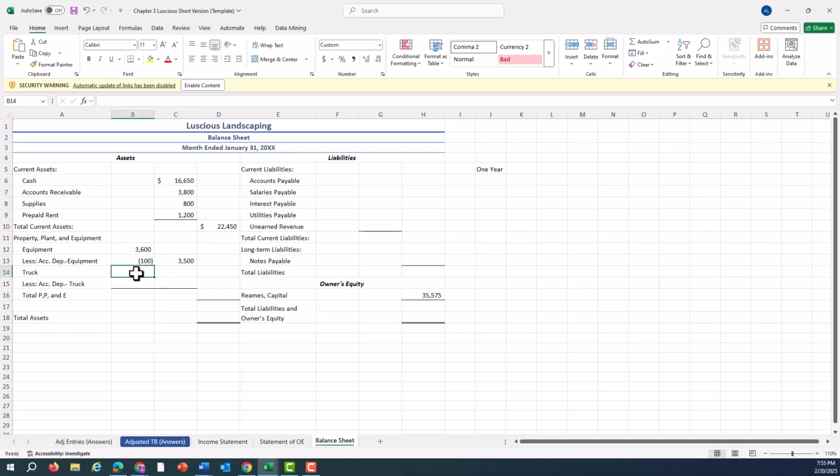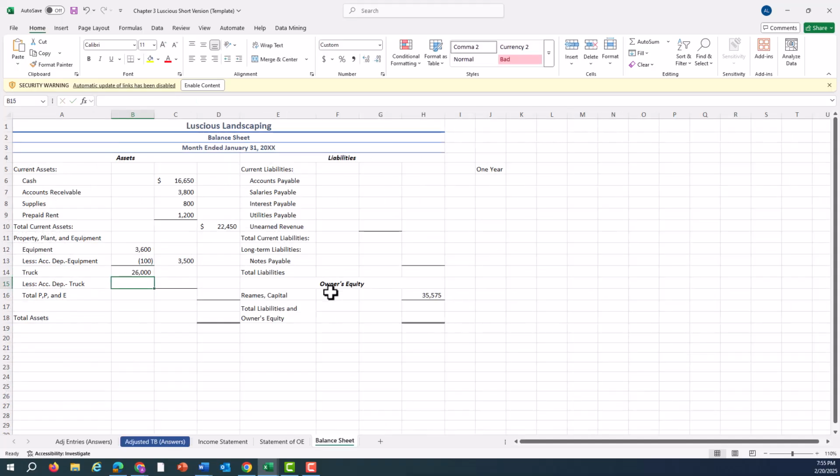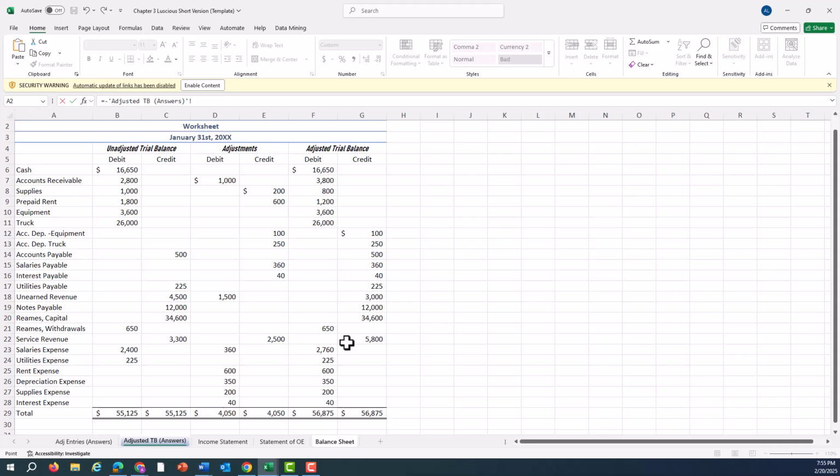Let's apply that same concept to our other piece of PP&E, our other non-current asset, if you will, and that is our truck. What is the balance that we have of truck? Well, we go on over, we find the truck, and the truck has a balance of $26,000. But it has an accumulated depreciation account tied to it, which is going to reduce its value. So I'm going to bring over the balance of accumulated depreciation truck as a negative, equals negative. Go back to my adjusted trial balance and see that the balance of that account is $250.